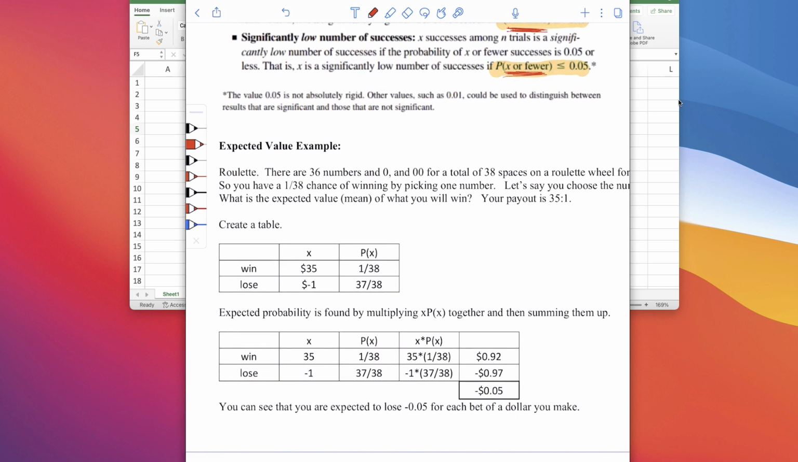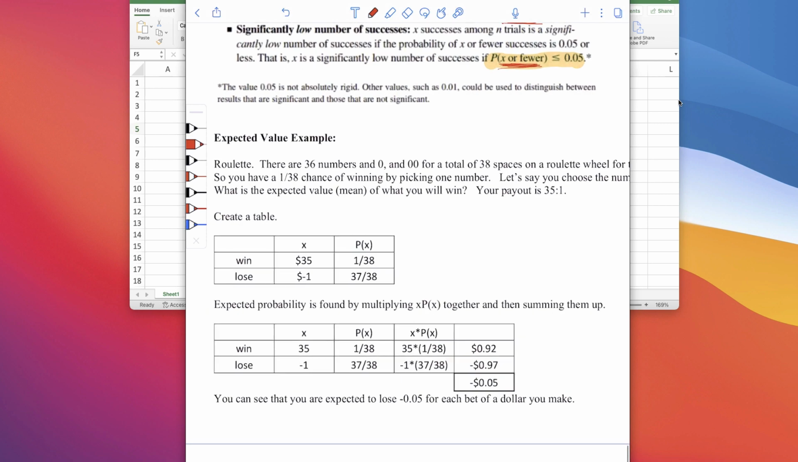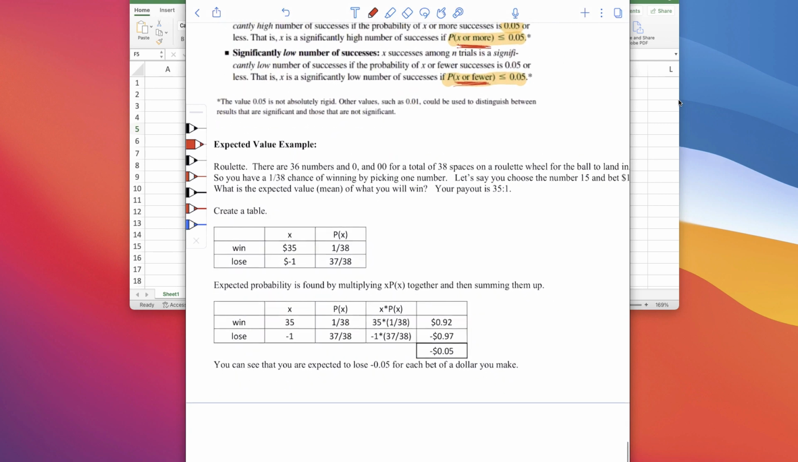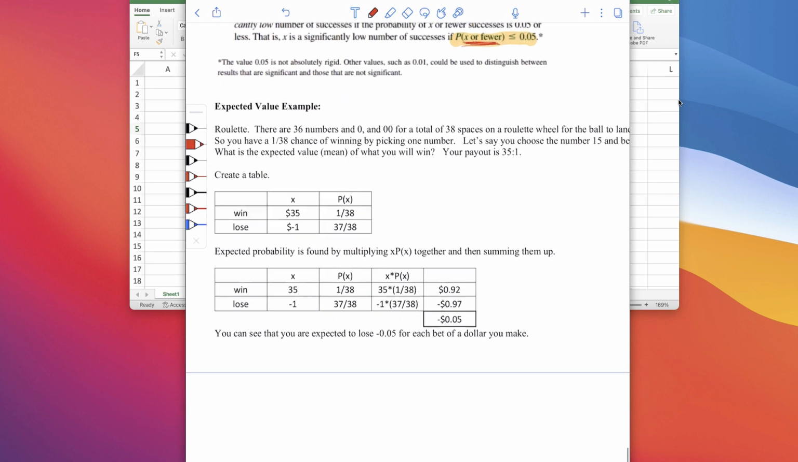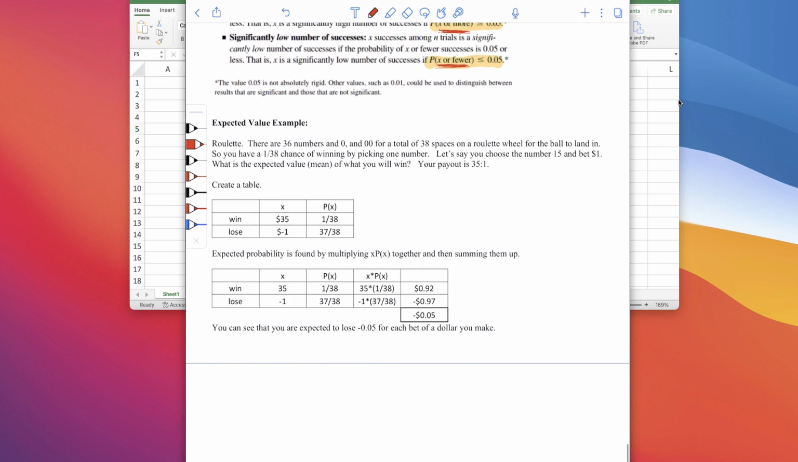Okay, expected value. For an example, I chose this roulette one. We've been looking at that, so we'll look at it again. There are 36 numbers, and there's 0 and 00, for a total of 38 spaces on the roulette wheel. The ball has to land in one of them. So we have a 1 in 38 chance to win, because we only get to choose one number.